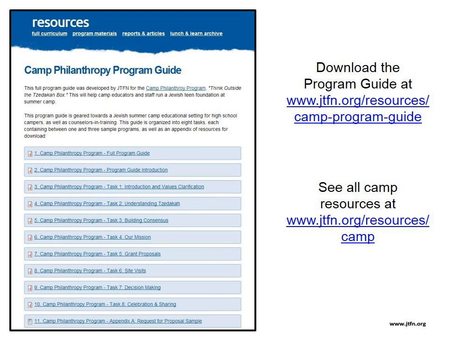This program guide can be downloaded from our website at www.jtfn.org, as you see on the screen. I won't read the whole thing to you. The hyperlink is there. In the black box on your screen is a screenshot from that web page where you can see that you have a choice. So you can download the full program guide or each task as an individual PDF. There are 3 appendices on this page as well.